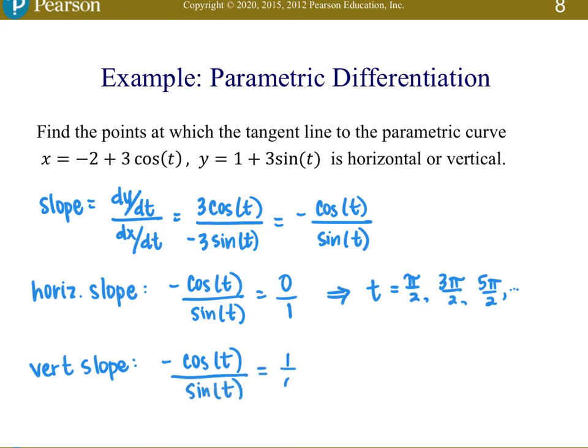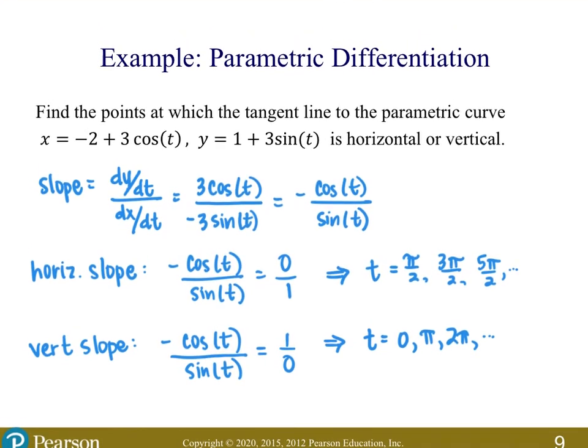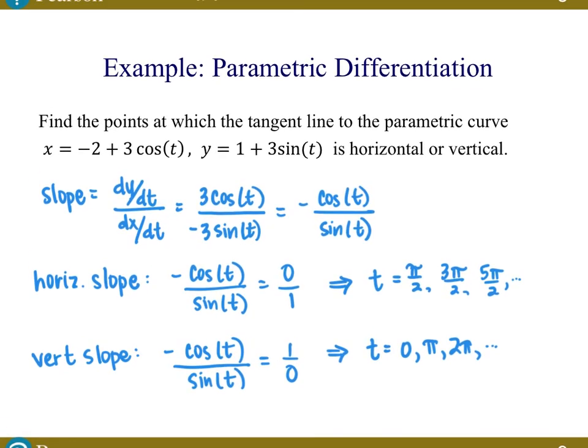Except we'll set it equal to 1 over 0, which implies when the sine is equal to 0. So that will happen at the parameter values of 0, pi, 2 pi, etc. Now if we need to find an actual point, points where this is happening, we need to find the x and the y. We don't just want to find the parameter, the time at which it's happening. We want to find the point values, which means we need to plug our time parameter back into both the x and the y value.